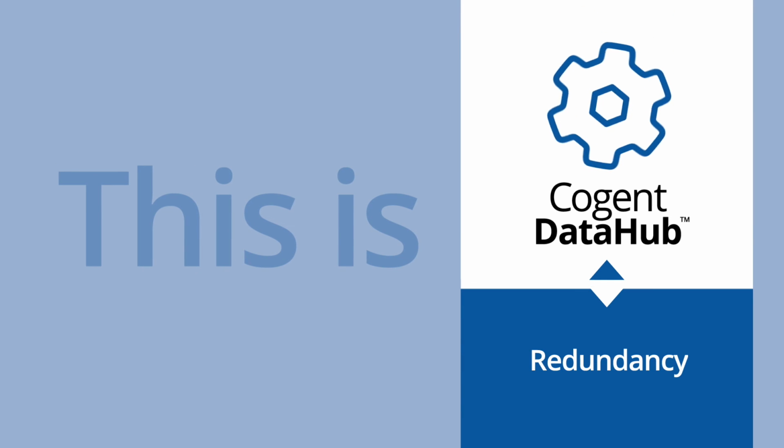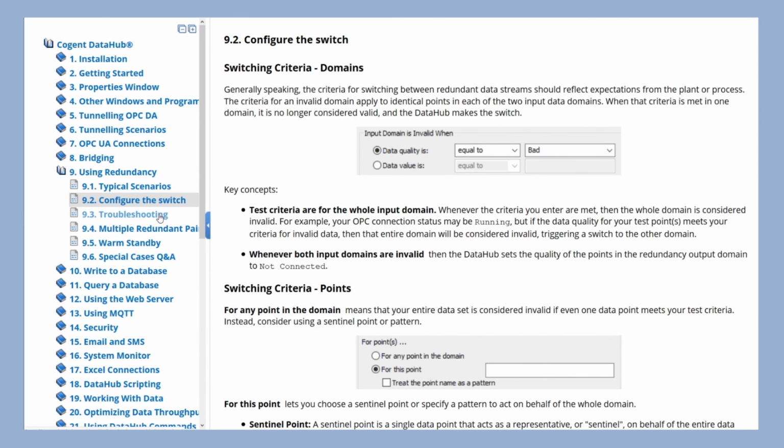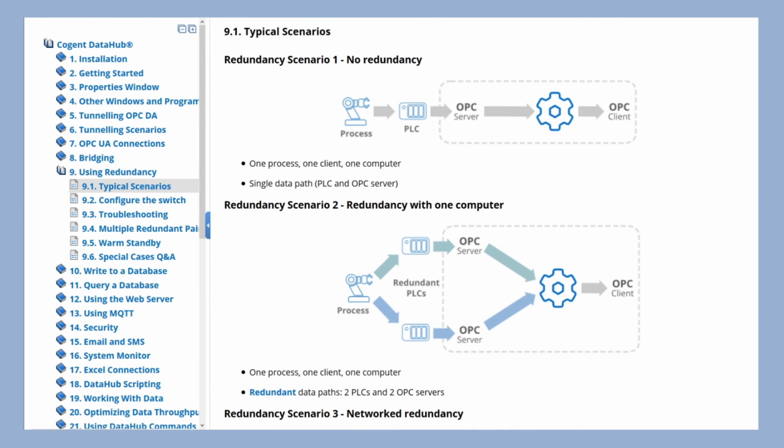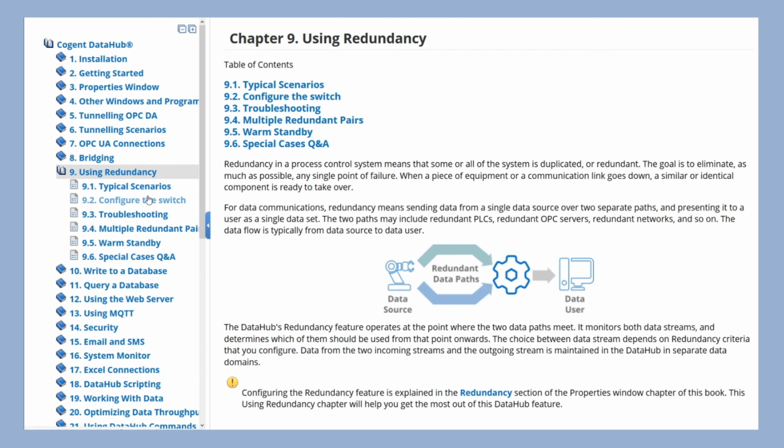This completes our overview of redundancy, what it is, and how it works in the DataHub. For more details, please see Configure the Switch, Troubleshooting, Typical Scenarios, and other sections of the Using Redundancy chapter of the DataHub documentation.